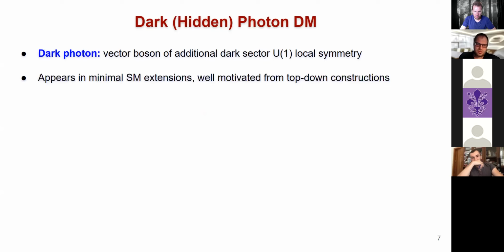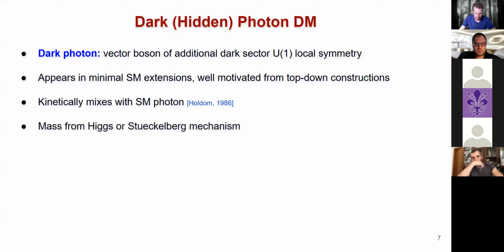They can appear in minimal extensions of the standard model, and they're also well motivated from top-down constructions. In particular, in various compactifications, if you are interested in more string-motivated constructions, many U(1)s often appear. So take that as you will. It kinetically mixes with the standard model photon. I'll come back briefly to this later.